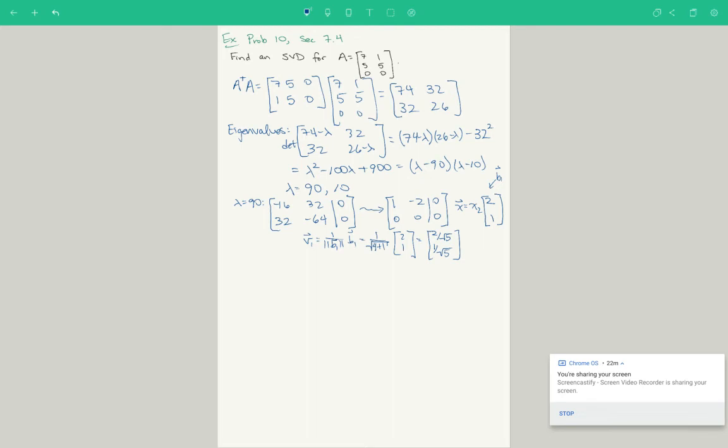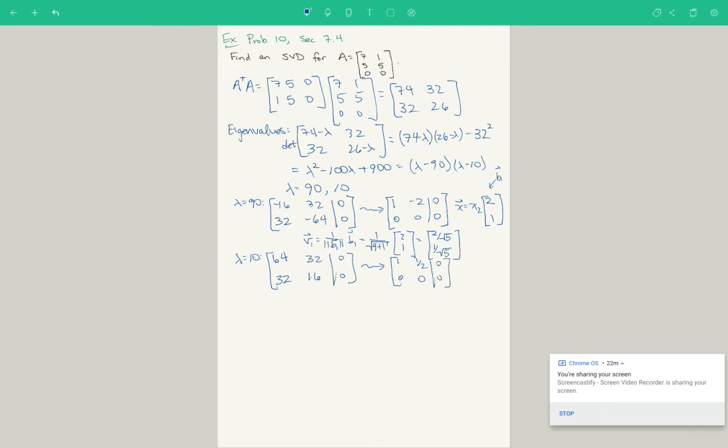All right, let's take a look at our next eigenspace. This is associated to the eigenvalue 10. And if we subtract off 10 for our lambda, we'll get 64, 32, 32, and then 26 minus 10 is 16. And we can simplify that down to 1, 1/2, 0, 0, 0, 0.